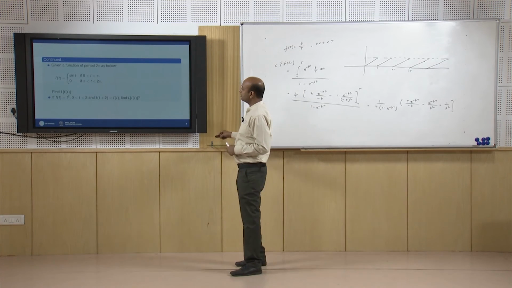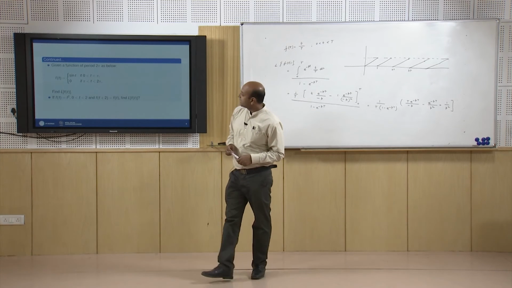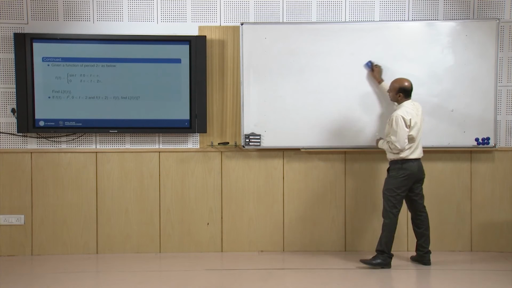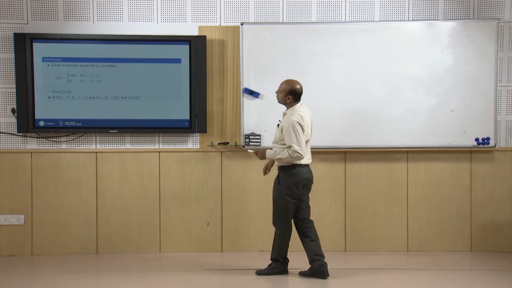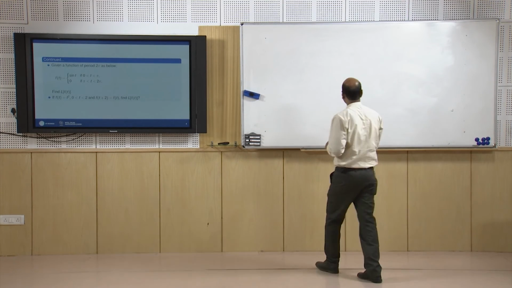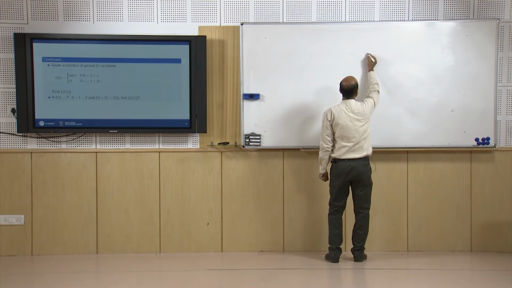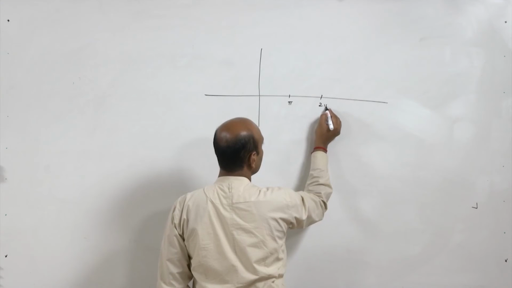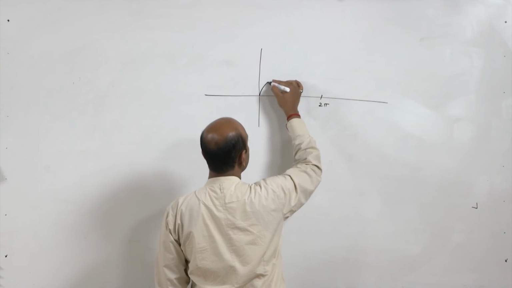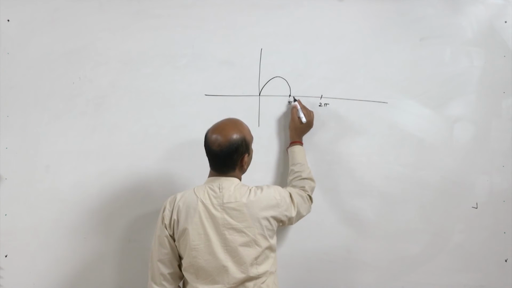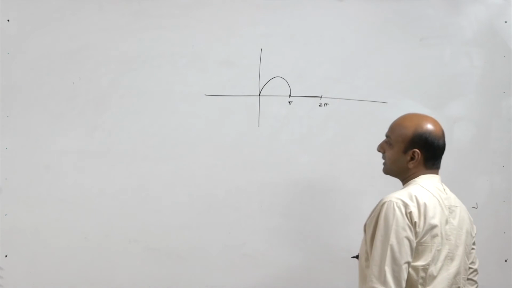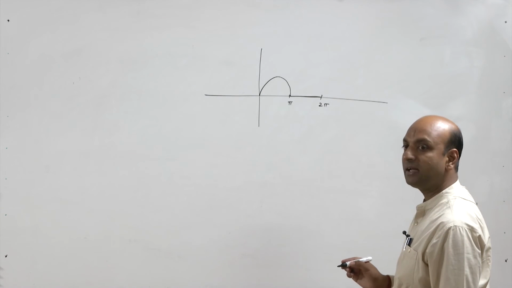Similarly, we have this problem, the period is 2 pi, and f(t) is defined like this. What is f(t) here? From 0 to pi, f(t) is sin t, and from pi to 2 pi it is 0. So, it is pi, it is 2 pi. From 0 to pi it is sin t, something like this, and from pi to 2 pi it is 0. Again, it has a period 2 pi, so the same will repeat after 2 pi also.